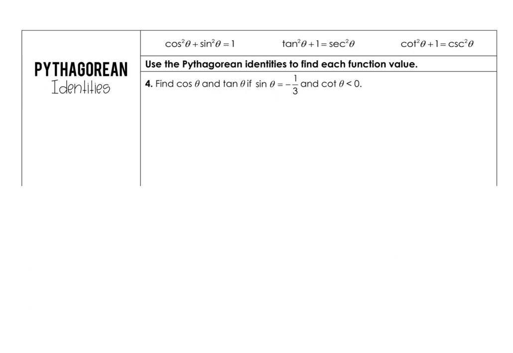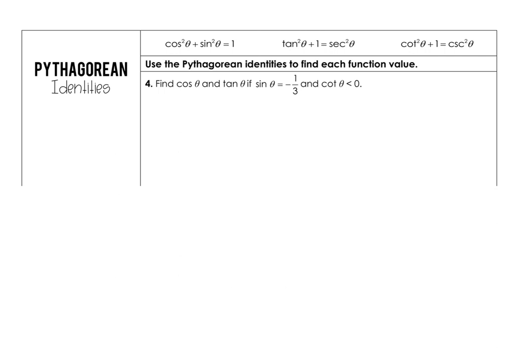So the Pythagorean identities is where we introduced sine squared plus cosine squared equals 1. They wrote it cosine squared plus sine squared, but it doesn't matter. It's addition. Tangent squared plus 1 equals secant squared. And then cotangent squared plus 1 equals cosecant squared. These are my Pythagorean identities.